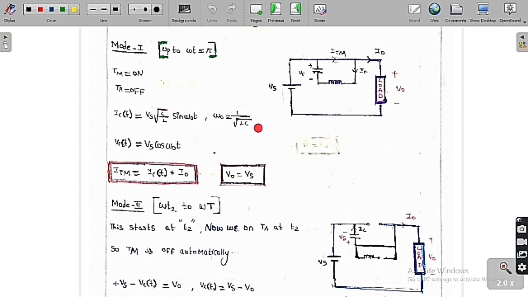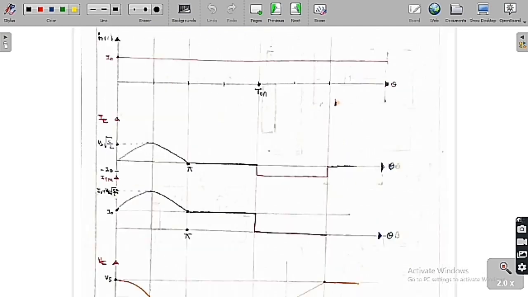Now we are going to draw the graphs for the period omega t equal to pi. I have already told that the load current is always constant with respect to time and equal to I naught, because of the highly inductive load. The capacitor current is Vs into under root of C by L sin omega naught t, so from 0 to pi it has a positive value.